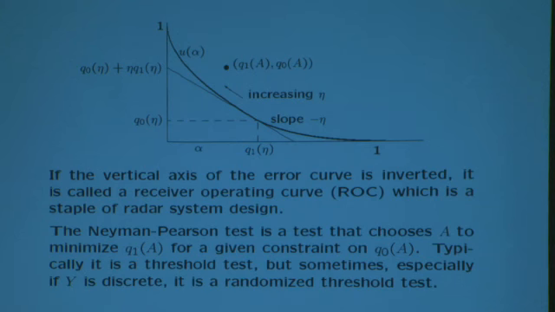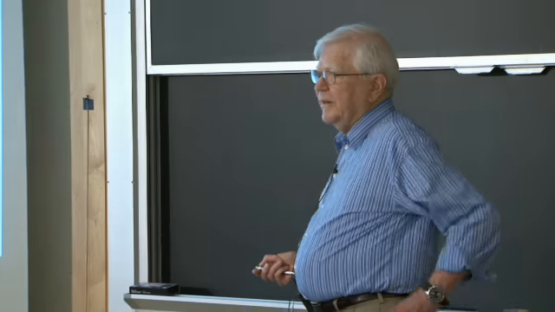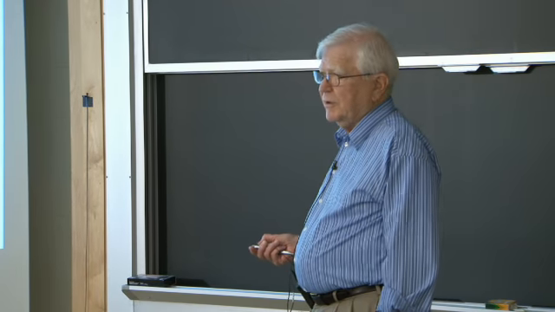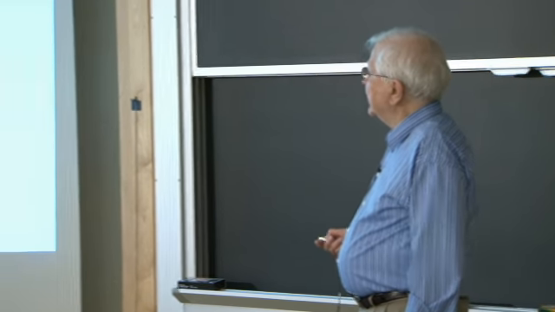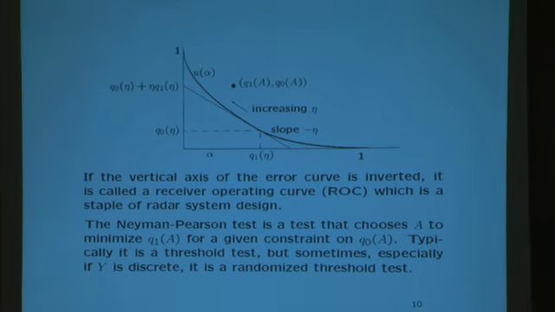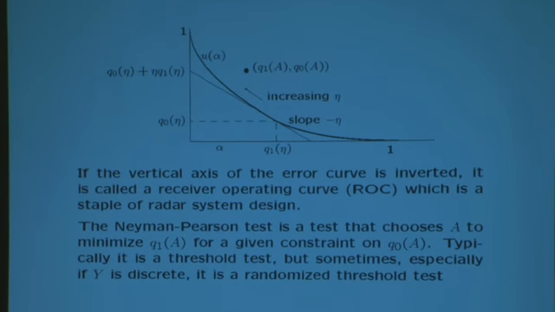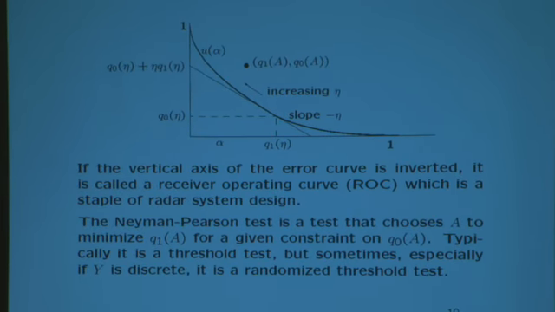So you see, the thing we've done is to start out assuming a priori probabilities. We've derived this neat result using a priori probabilities. But now we have this error curve. Well, to give you a better definition of what U of alpha is, U of alpha is the error probability under hypothesis 1 if the error probability under hypothesis 0 is alpha.